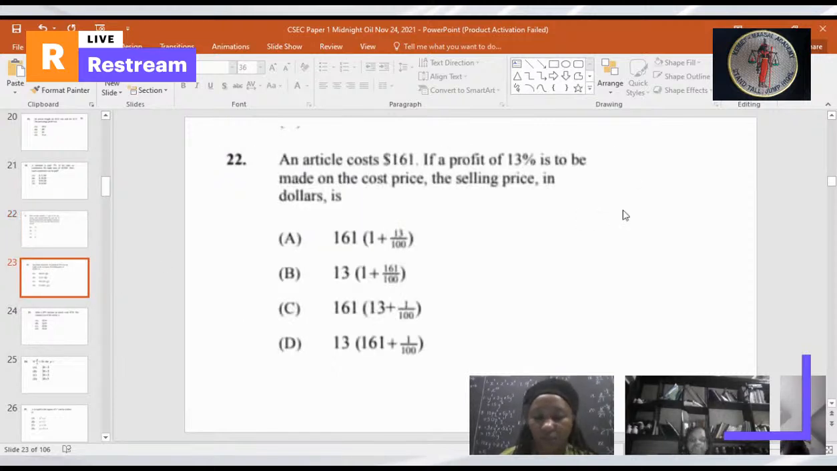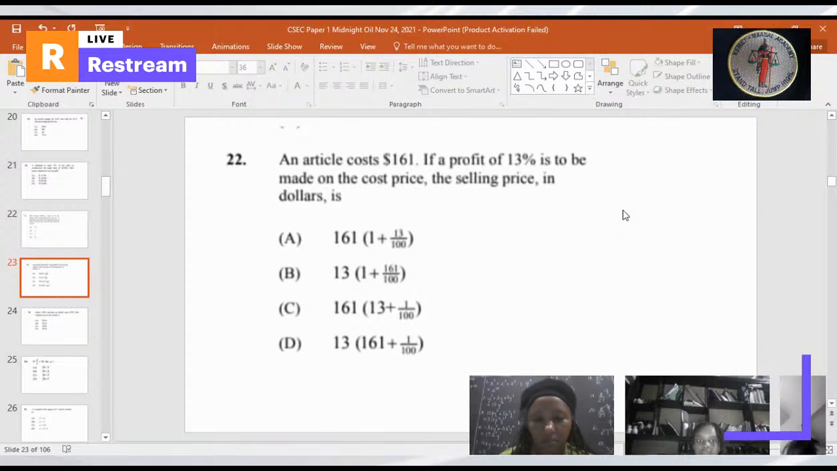So we're going to take this one now. Number 22. An article costs $161. If a profit of 13% is to be made on the cost price, the selling price in dollars would be... So 161 is the cost and there's a 13% profit.